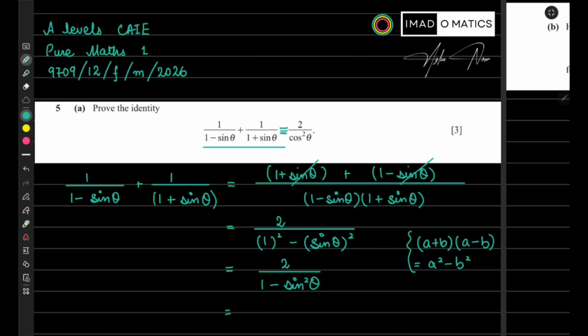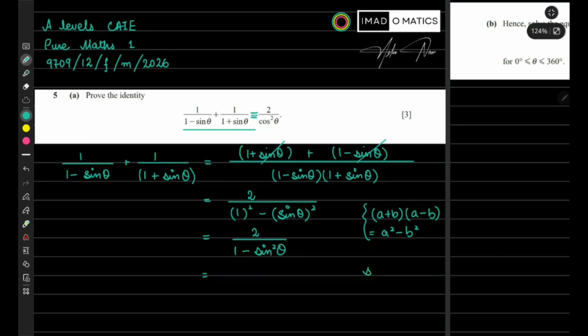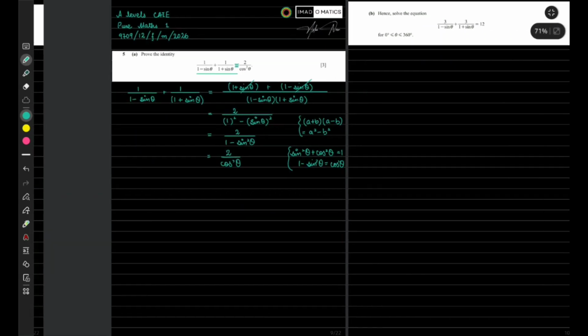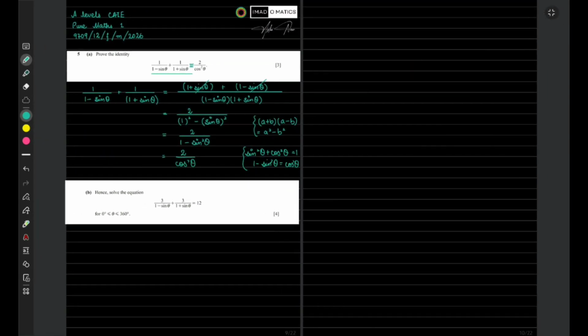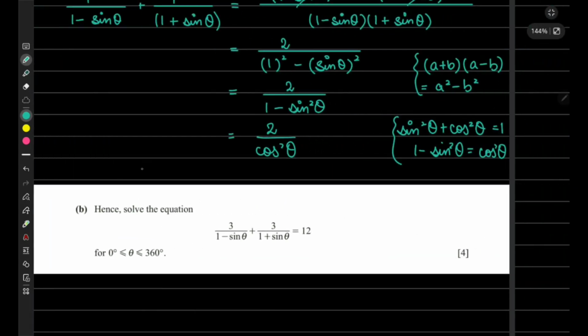and we know what 1 minus sine square theta equals to. We use the different forms of this identity, that sine square theta plus cos square theta is equals to 1. So 1 minus sine square theta is cos square theta. So this will give you 2 over cos square theta. So this is the whole identity. We are done with this. Let's move on to part B. You can write here hence proved.